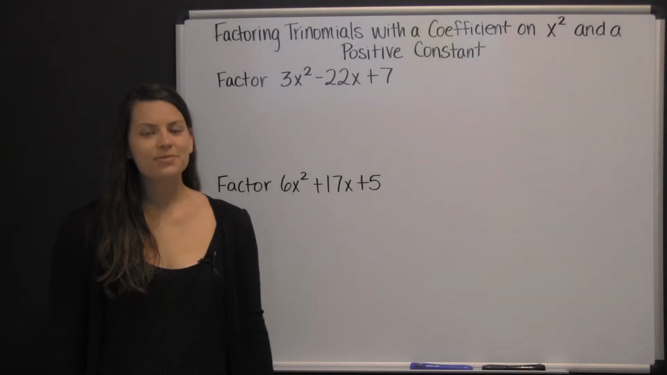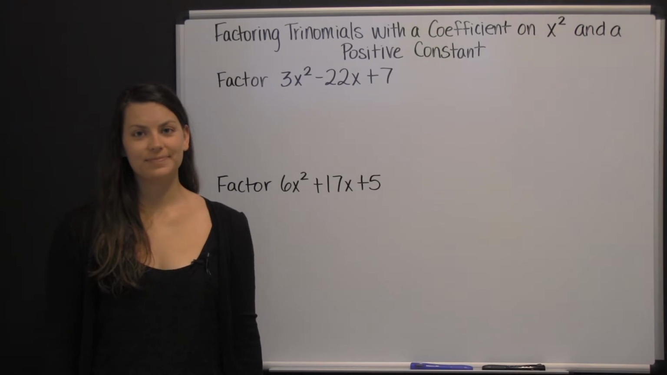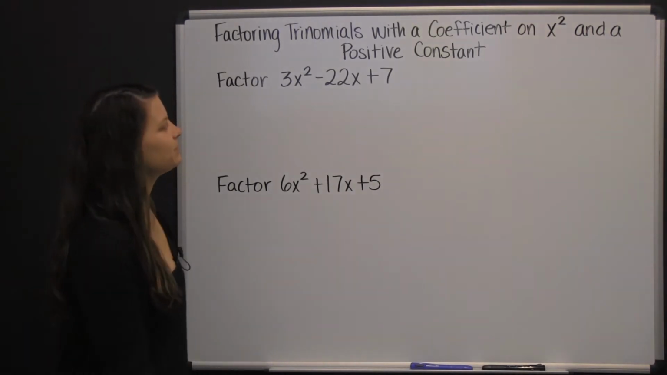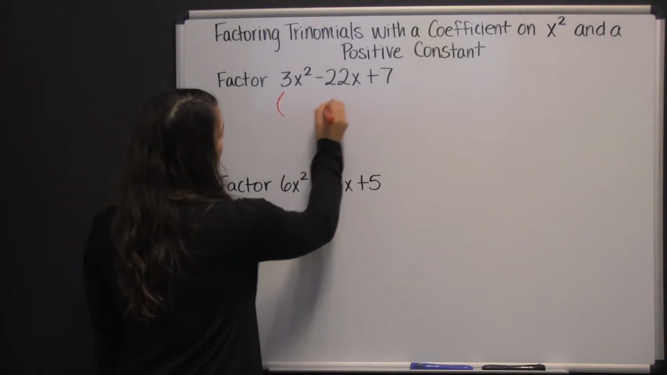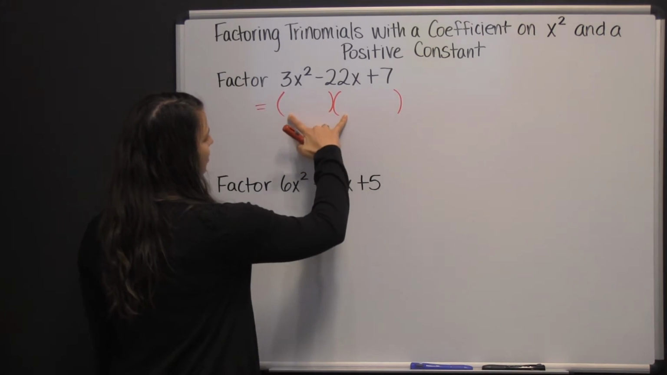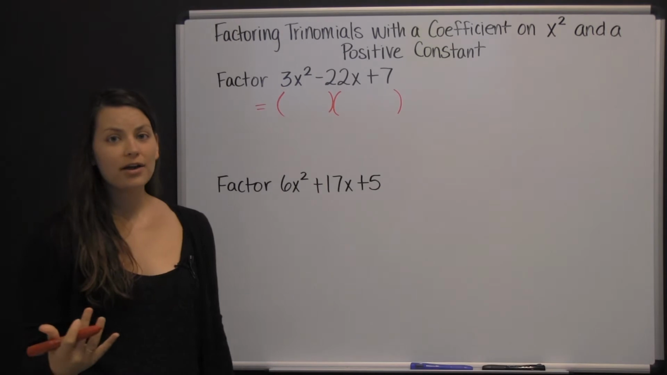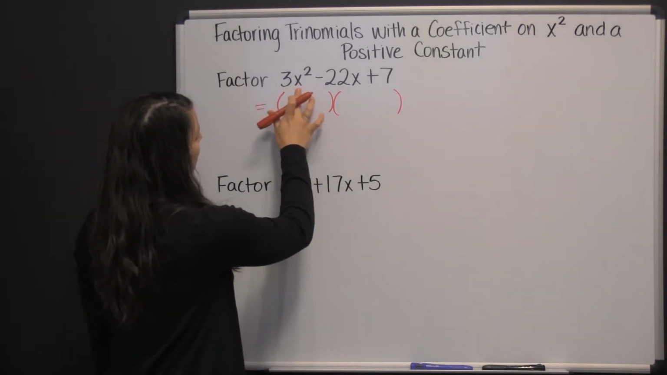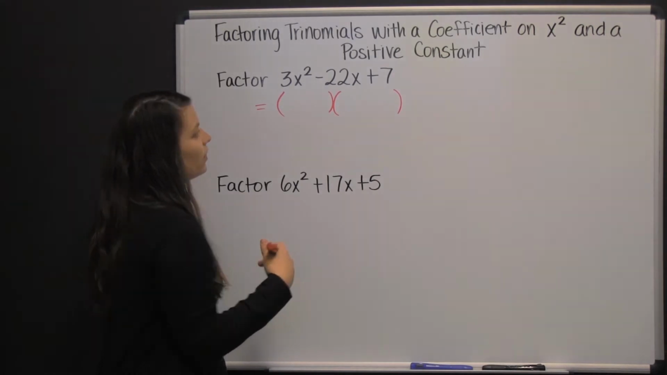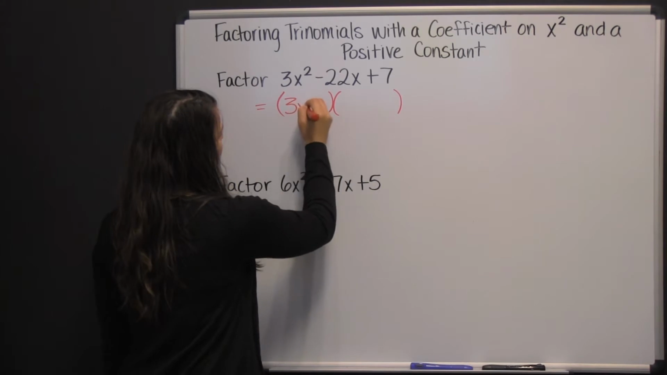Factoring trinomials with a coefficient on x squared and a positive constant. Here's where factoring starts to get a little more complicated. It's still going to be the product of two binomials, and these first terms in each binomial still have a product of your leading term in your original polynomial. So in this case, really our only option is 3x and x.